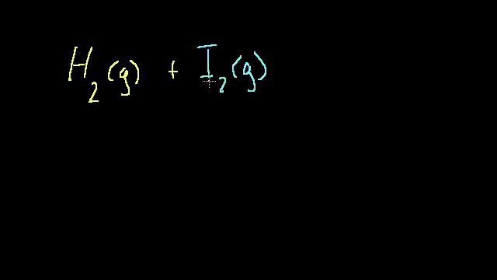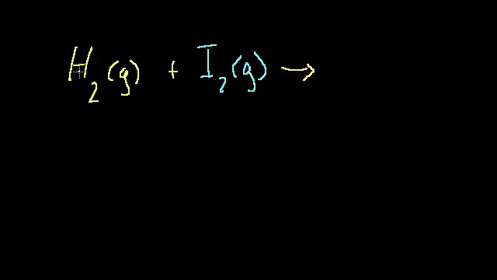When you're studying chemistry, you'll often see reactions. In fact, you always see reactions. For example, if you have hydrogen gas, it's a diatomic molecule because hydrogen bonds with itself in the gaseous state, plus iodine gas, I2, that's also in the gaseous state. It's very easy to just say, oh, if you put them together, they're going to react and form the product.